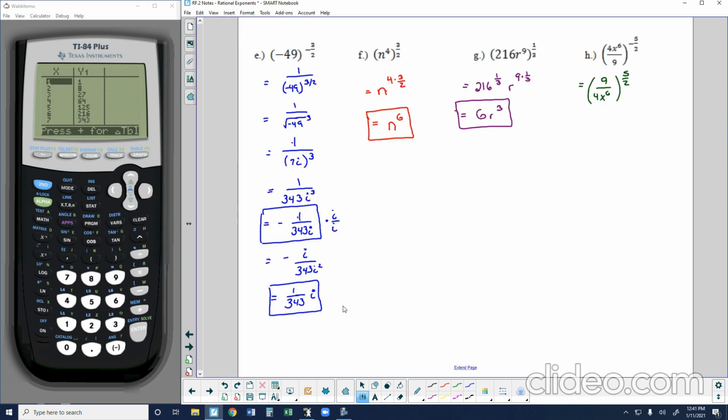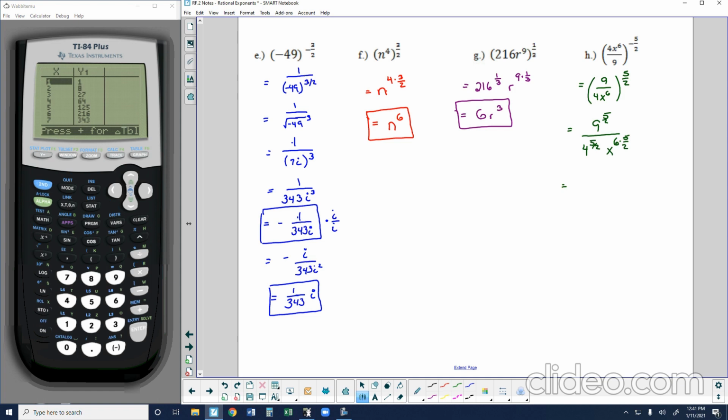Now from here, if I could simplify inside the parentheses, I might go about that route. In this case, I cannot simplify inside of the parentheses. So what I'm going to do is essentially distribute, if you will, the 5/2 to everything. So 9 to the 5/2 over 4 to the 5/2 times x to the 6 times 5/2 power. So x already has an exponent there. I'm going to multiply it to the 5/2 power.